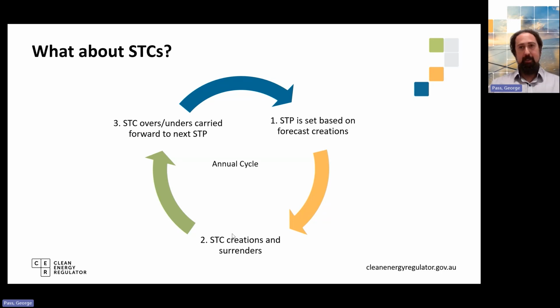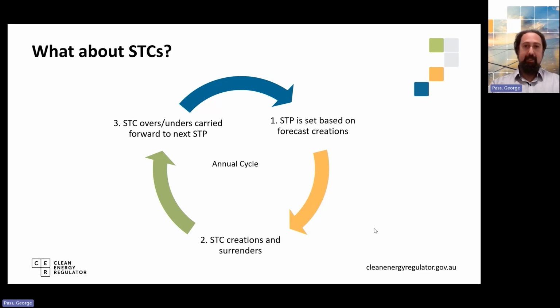Now, lastly, we get to STCs. So remember when I mentioned, or rather didn't mention STCs? Well, this is why. So the small scale technology percentage, which STP for short, is similar to the RPP in that it's the percentage of traded electricity that liable entities, remember retailers, must cover with small scale technology certificates as part of the small scale renewable energy scheme.